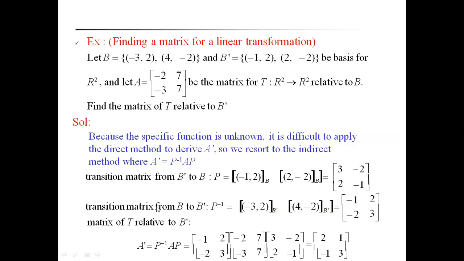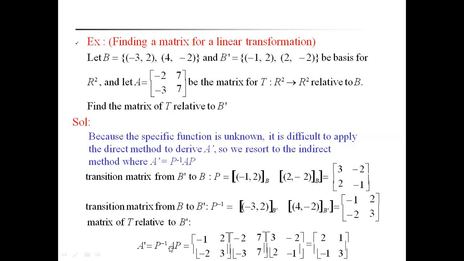One more is the transition matrix from B to B dash. Here, using the B basis vectors (-3, 2) and (4, -2) relative to the basis B dash. That is called P inverse. Here also we get a 2 by 2 matrix (-1, 2; -2, 3).